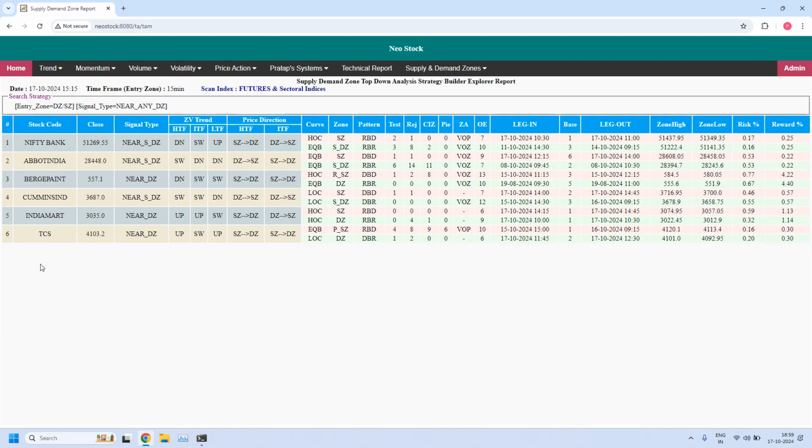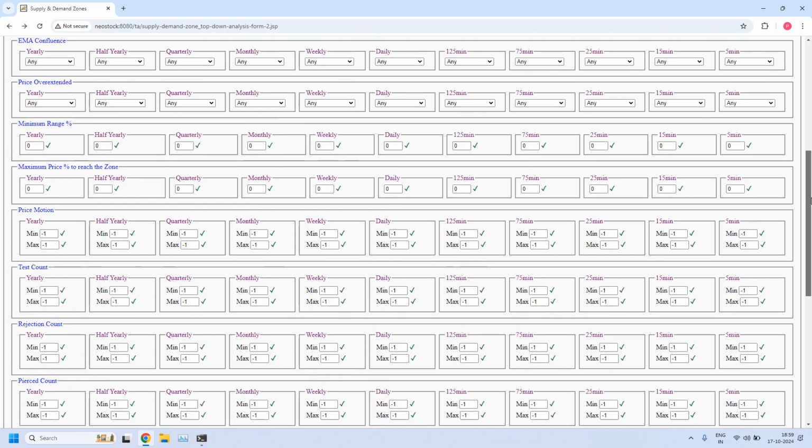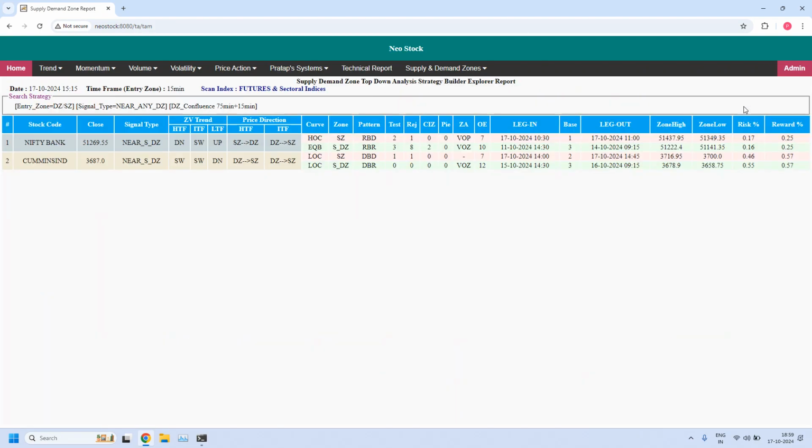Let's check if any of these stocks are having ITF confluence, demand zone confluence. That is 15 minutes and 75 minutes demand zone confluence. I'm enabling the filter. Let's verify how many stocks are filtered. Only 2 stocks are filtered, having ITF confluence. And both these zones are high liquidity 15 minutes demand zones.